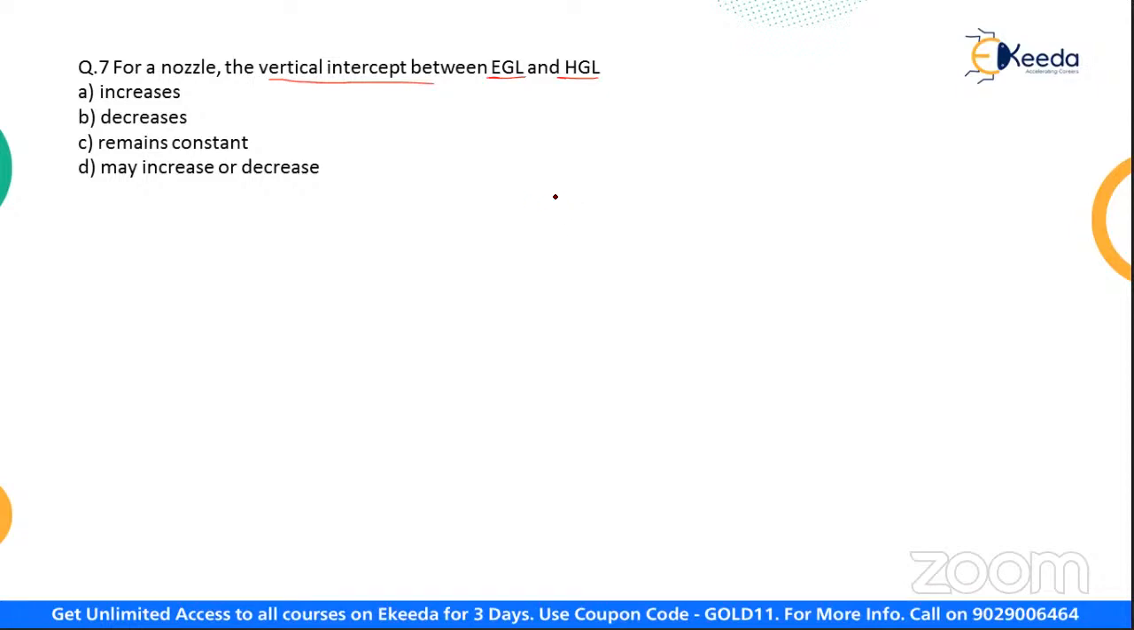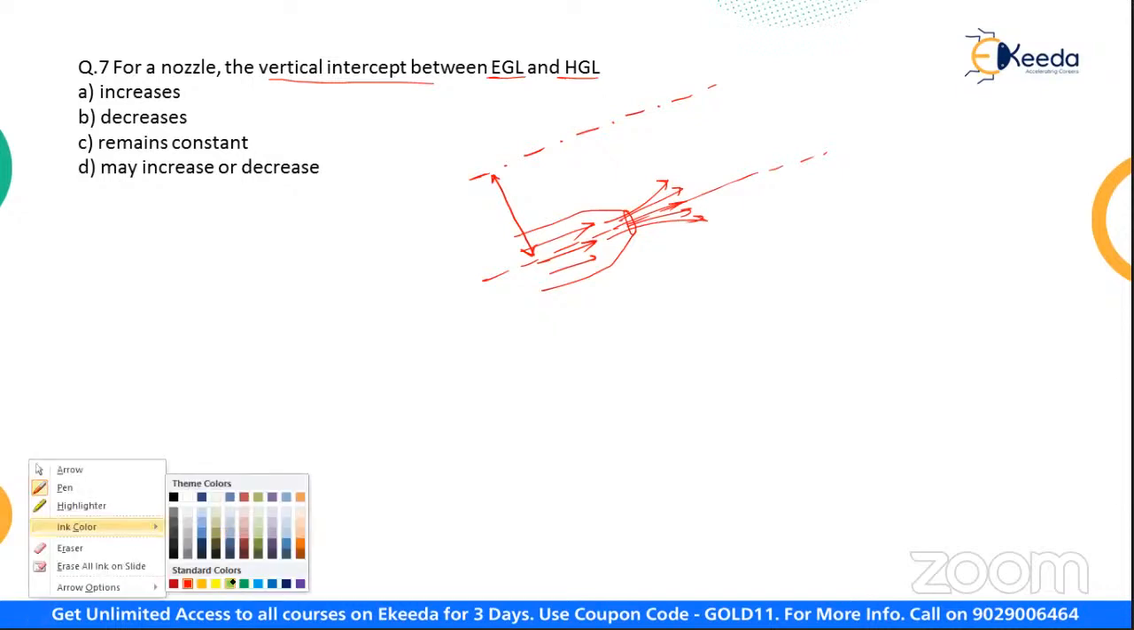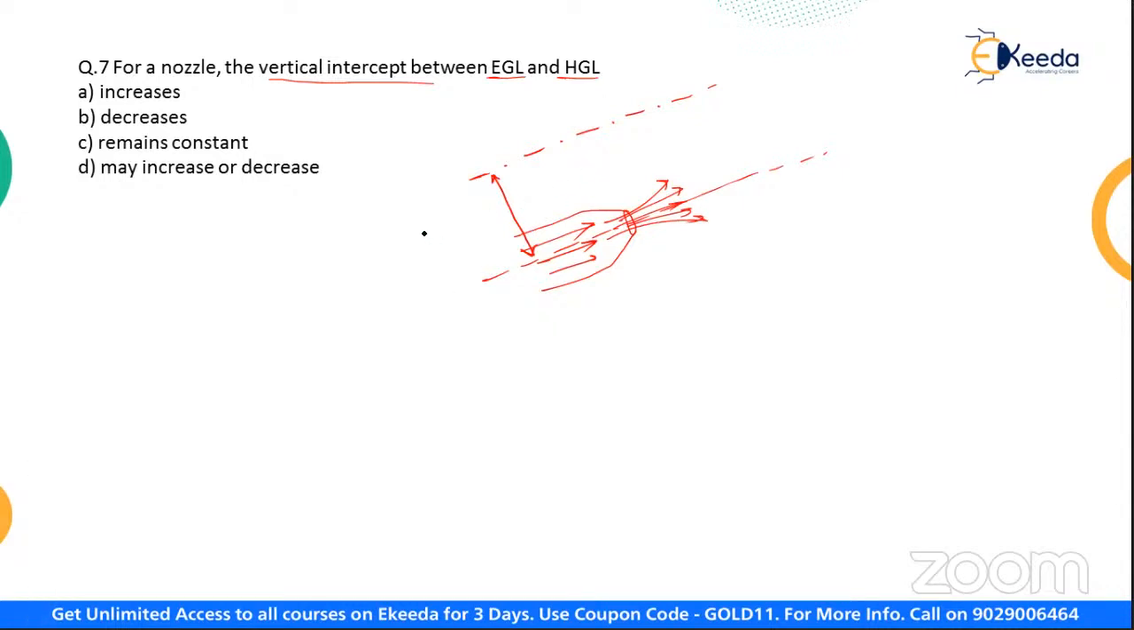Now, when we are talking about the nozzle, the water will be coming out in this direction. Now, there will be a certain line which will be representing the energy gradient line, and this will be at a constant distance from the center line of the stream or the nozzle. Now, this is the constant line, that is the energy gradient line.